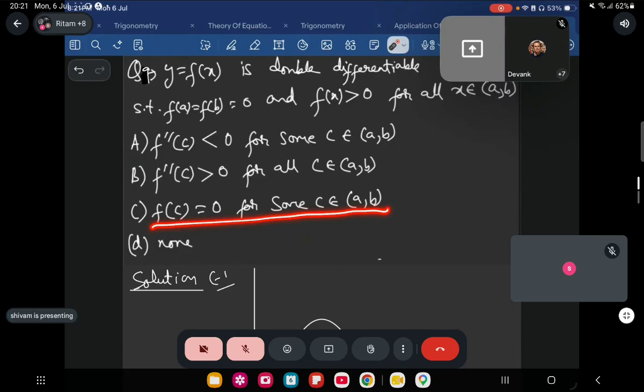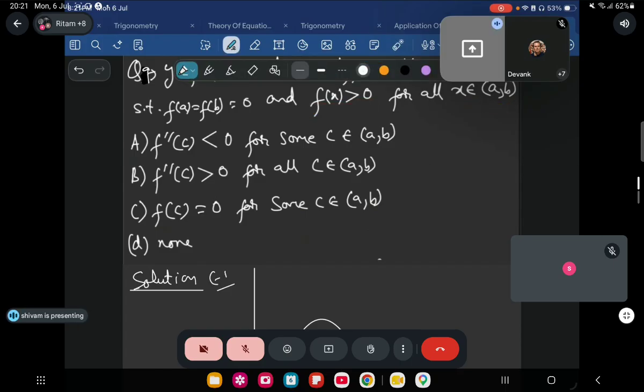Okay, see, is it possible? Tell me. No. Because over here it is given f of x is greater than 0 for all x belongs to a comma b. So option C is not even possible. Next, f double dash c is less than 0. Of course, the graph is concave downwards, right? So option A is the correct answer.